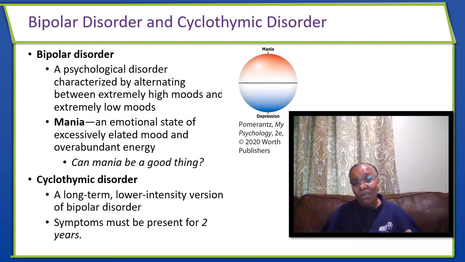With cyclothymic disorder, this is a longer-term but lower-intensity form of bipolar disorder. These symptoms have to be around for at least 2 years. And like I said, throughout the year you see these cycles and they keep on going. It's like they can almost time when it's going to happen. Well, professionals can. A person with bipolar disorder or cyclothymic disorder really wouldn't see it coming or when it happens until they recognize that they have it.